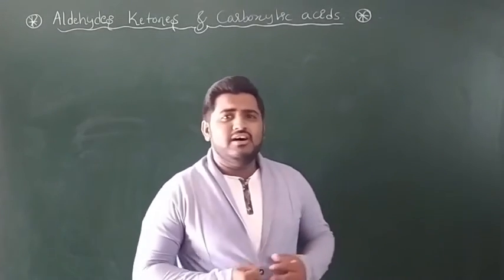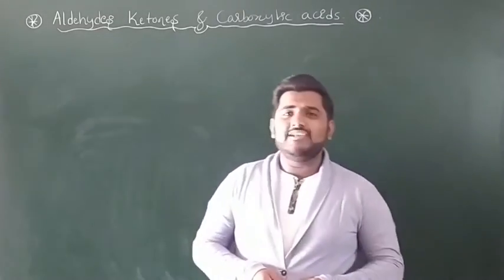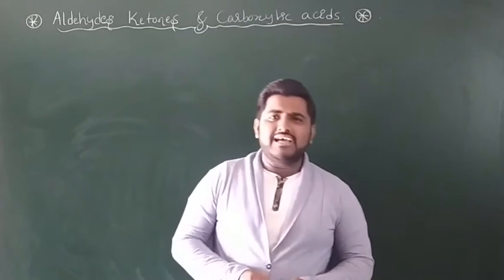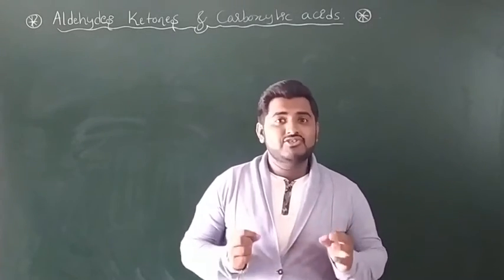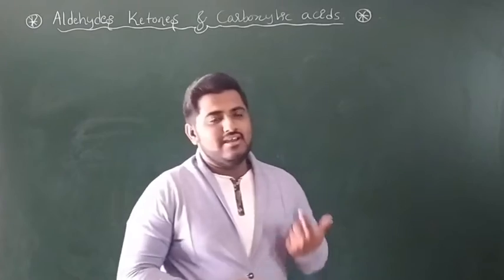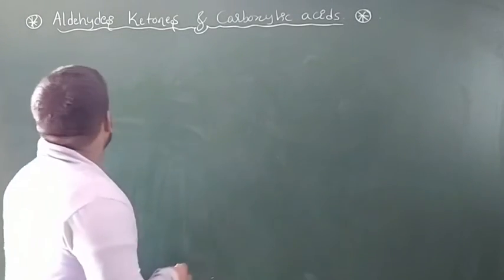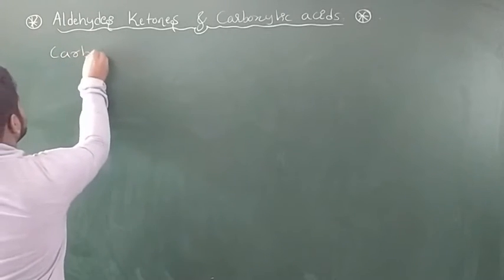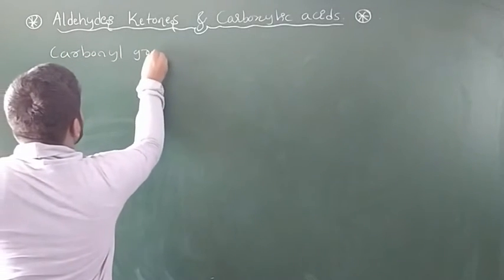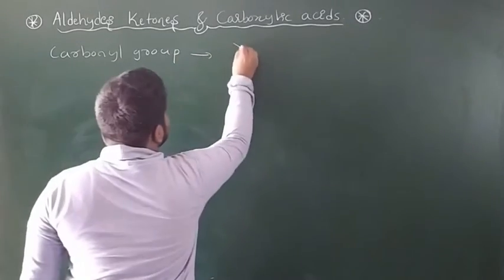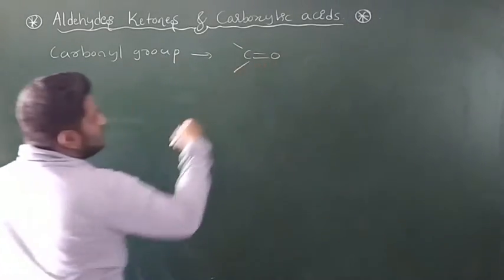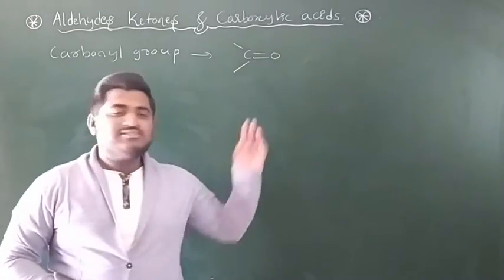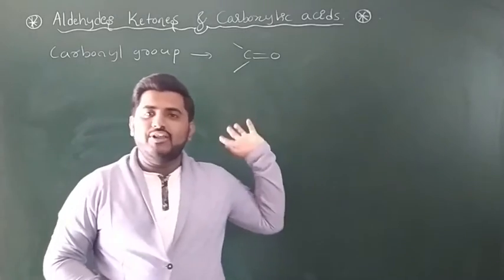So today I am coming with a new chapter called Aldehydes, Ketones and Carboxylic Acids. Before going to the aldehydes, ketones and carboxylic acids, you must know what is the functional group present in aldehydes, ketones and carboxylic acids. That is nothing but the carbonyl group. Which functional group? Carbonyl group. Nothing but this group. We can call it a carbonyl group. So in all these compounds, this functional group is present. That is called the carbonyl group.